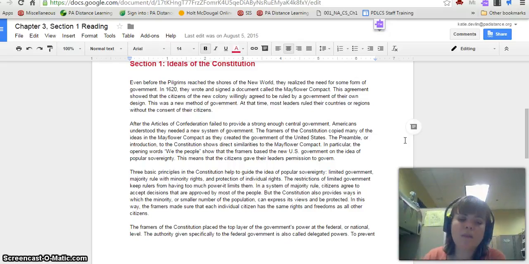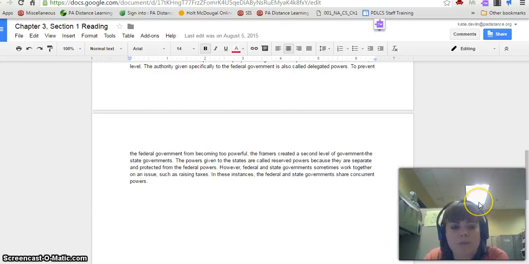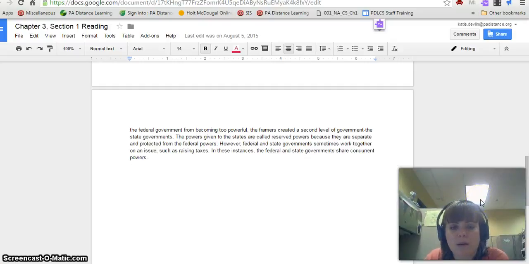In this way, the framers made sure that each individual citizen has the same rights and freedoms as all other citizens. The framers of the Constitution placed the top layer of government's power at the federal or national level. The authority given specifically to the federal government is also called delegated powers. To prevent the federal government from becoming too powerful, the framers created a second level of government, the state governments.